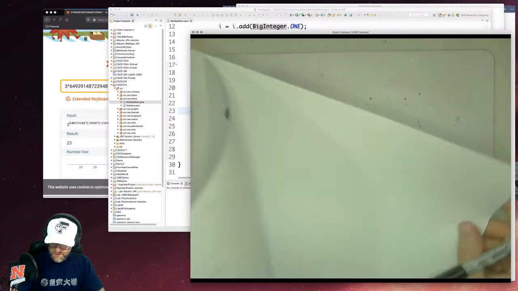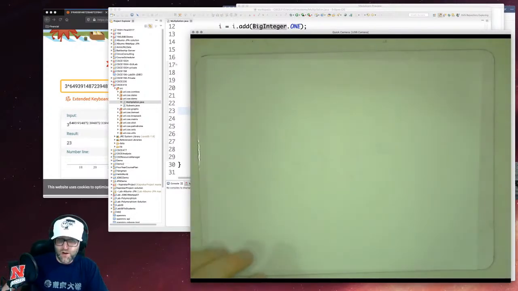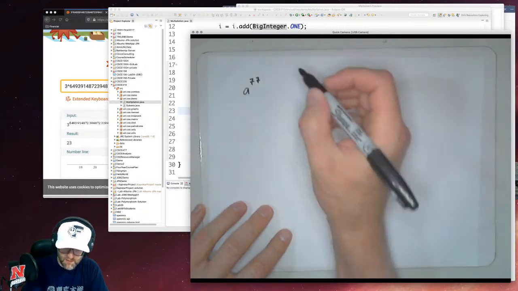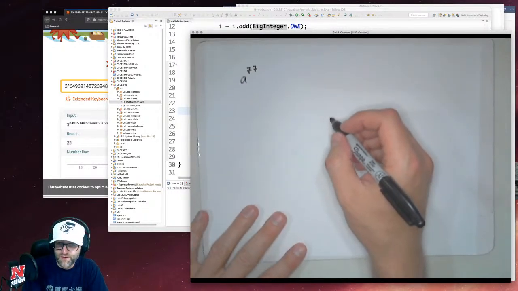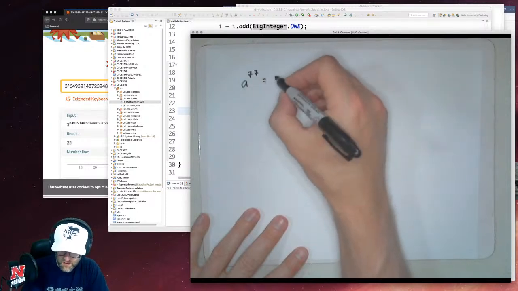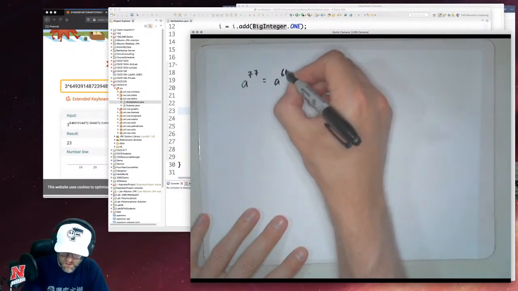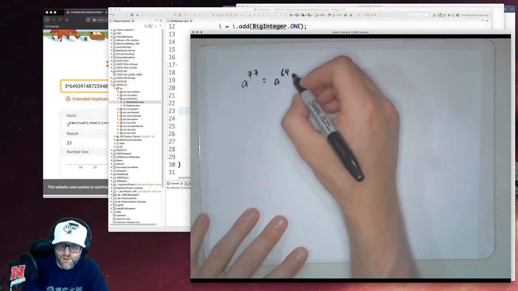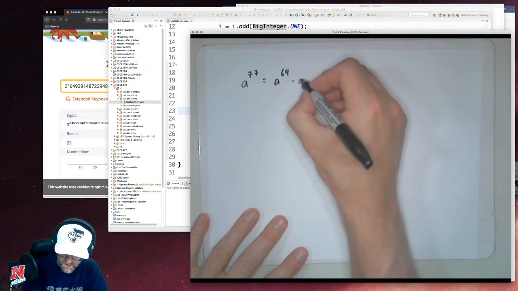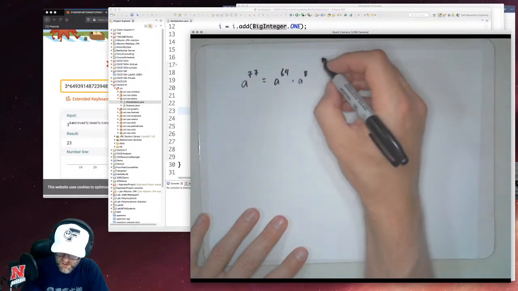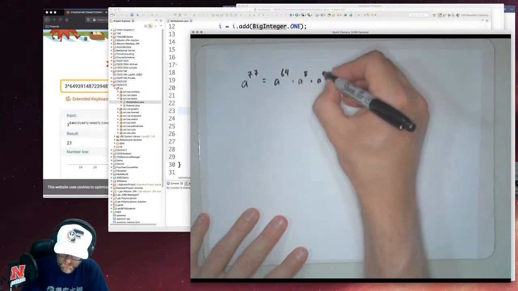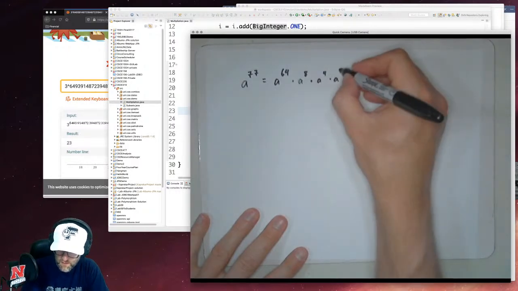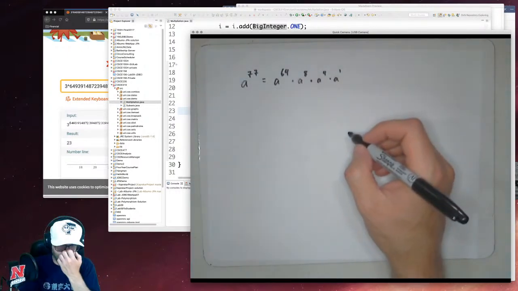Well, I chose 64 because it made a nice pretty picture where I could divide everything evenly. But what about a to the 77th, as from the notes? Well, all right, that's a to the 64th. Let's think about this in terms of powers of 2. Times a to the 8th, that gives me 72. Times a to the 4th, that gives me 76. Times a to the 1st. And I will keep that up there to be explicit about it.